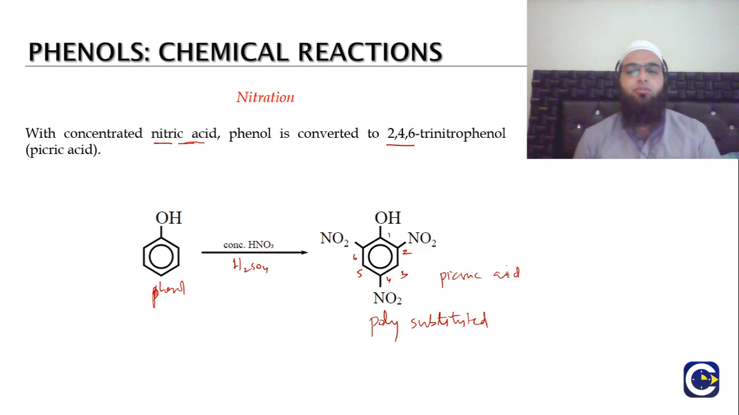As we have shown, this is picric acid, the common name, and the IUPAC name is 2,4,6-trinitrophenol. And in this reaction, this compound is obtained in less yield, less quantity of this picric acid. We have one more method to obtain this picric acid.